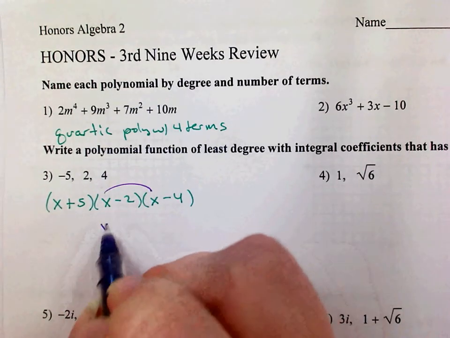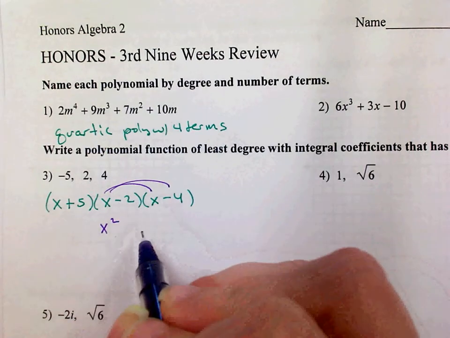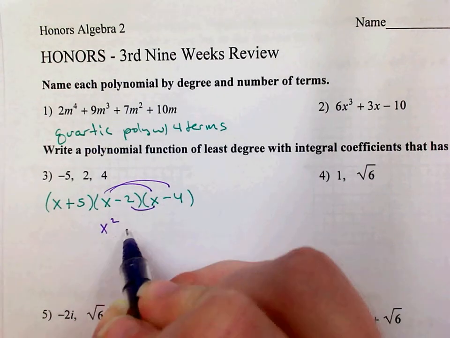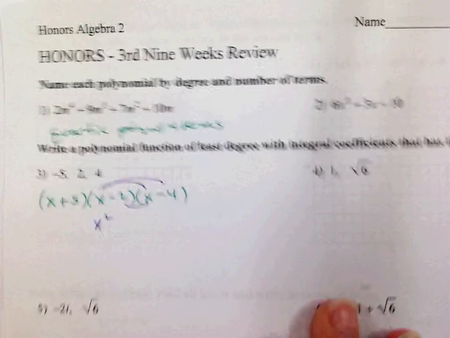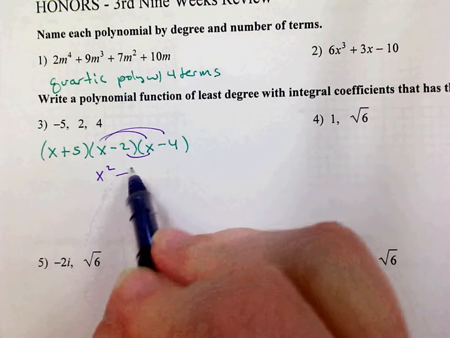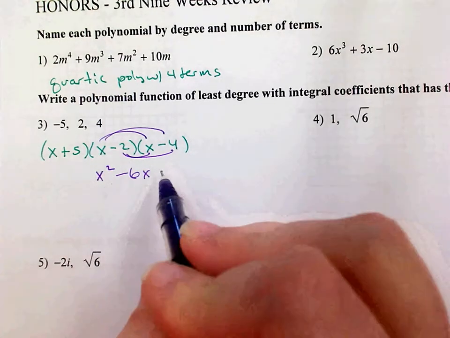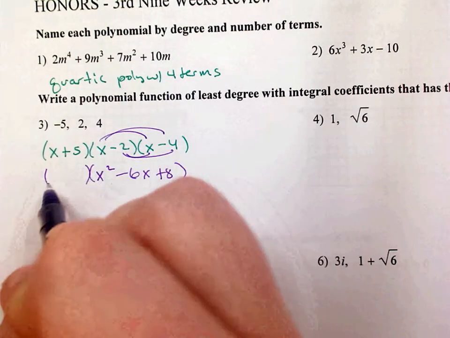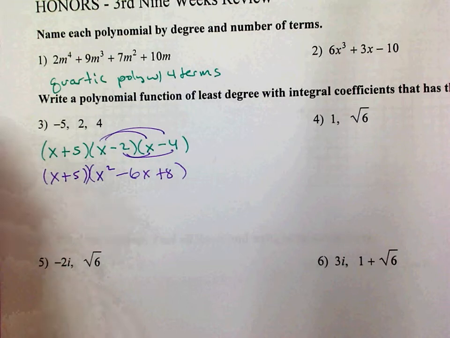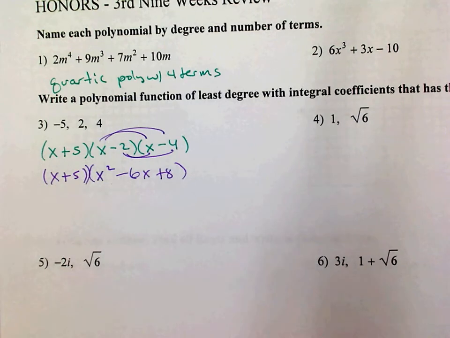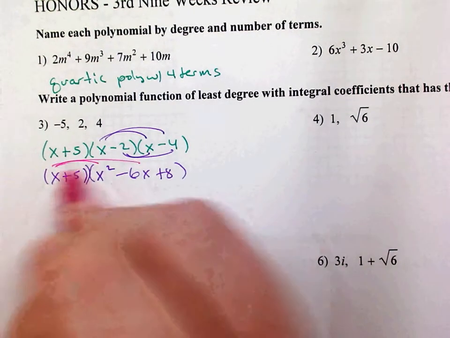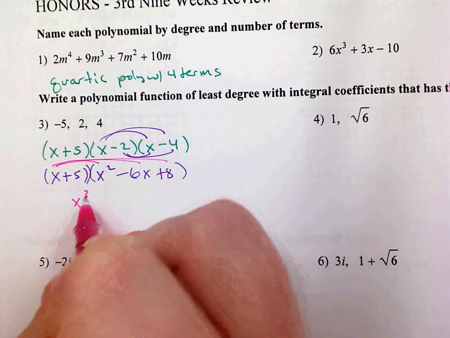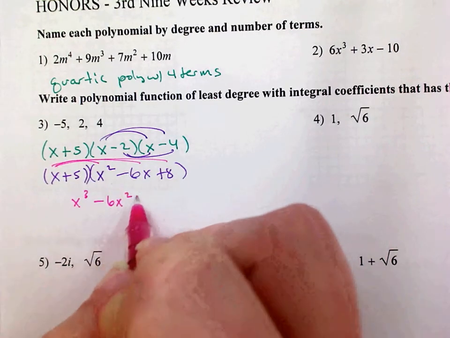So I've got x squared minus 4x minus 2x is what? Minus 6x. And then positive 8, all times x plus 5, yeah? What do you distribute first? x. So if I multiply everything by x, it just increases the power by 1. So x cubed minus 6x squared plus 8x.